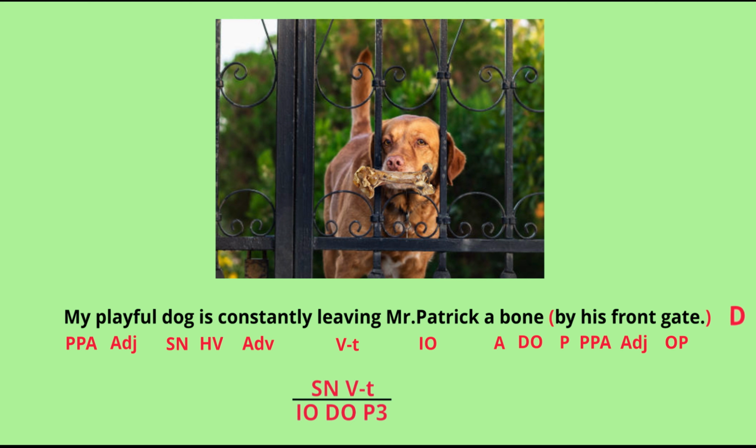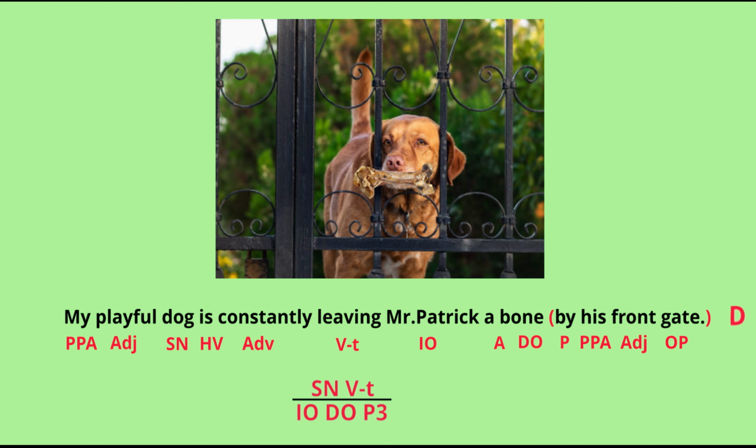And leaving a bone for whom? This question is to find the indirect object. Mr. Patrick. So Mr. Patrick will be the indirect object. A is an article adjective and the last part of the sentence is by his front gate. By what? Gate. Gate is the noun. So by will become the preposition.